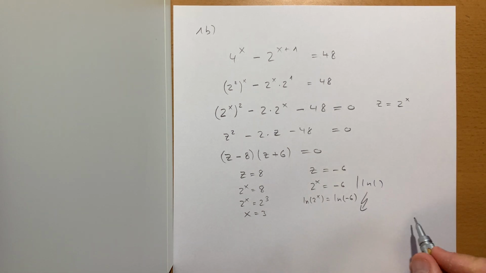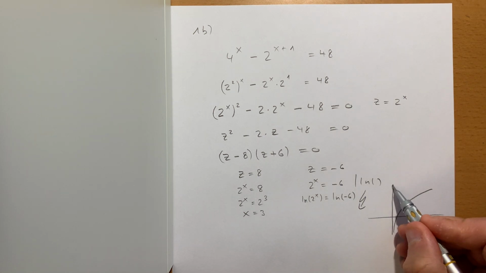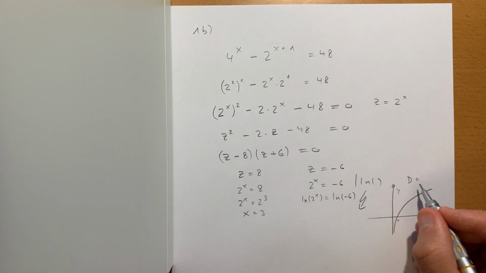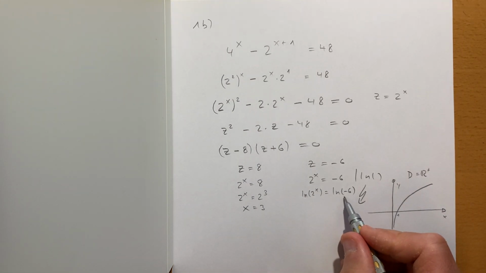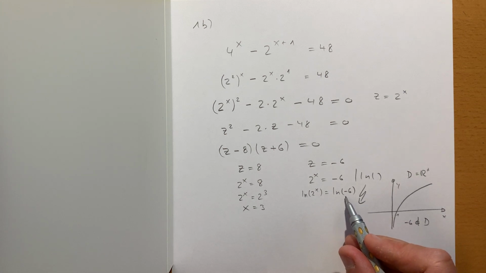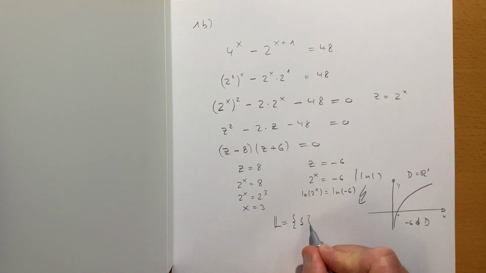Well, this doesn't work. Why is that? Because the ln function looks like this. The domain of the ln function is R plus, and minus 6 is not in that domain. Minus 6 is not an element of the domain, which means this cannot be solved. So this is the only solution. The solution set is {3}.